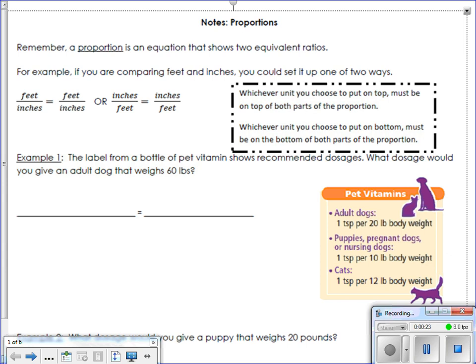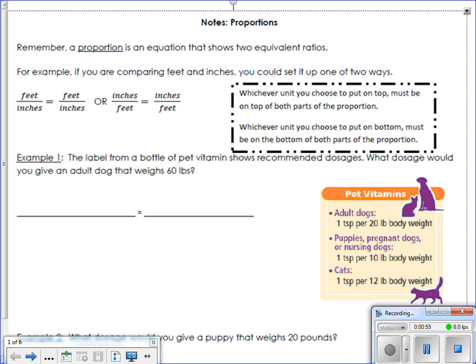For example, if you are comparing feet and inches, you should set it up one of two ways. You can either set it up feet over inches is equal to feet over inches, or inches over feet is equal to inches over feet. Remember, whichever unit you choose to put on top must be on top of both parts of the proportion, and whichever unit you choose to put on bottom must be on the bottom of both parts of the proportion. This is why it's very important to use the units and label your ratios.